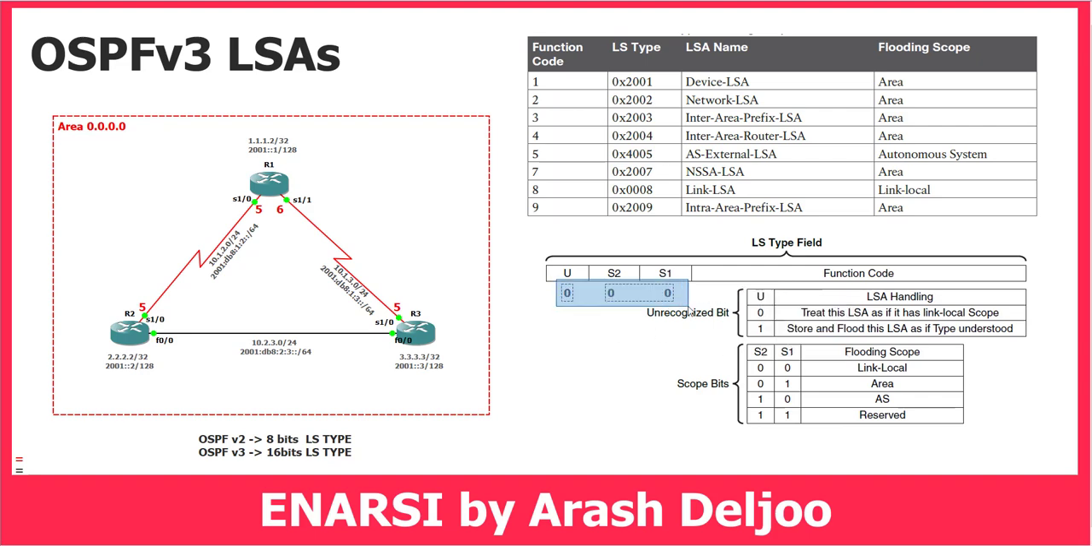As you can see, we have a longer LS type field, but this is a detail of OSPFv3. It's not important to remember this LS type. This is only for more information about the LSAs in OSPFv3. Also in OSPFv3 LSA, we have an option bit field. Let me show you. This option bit field describes the router's capabilities.